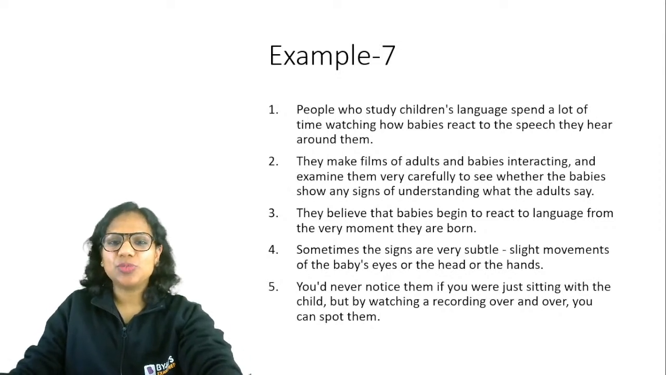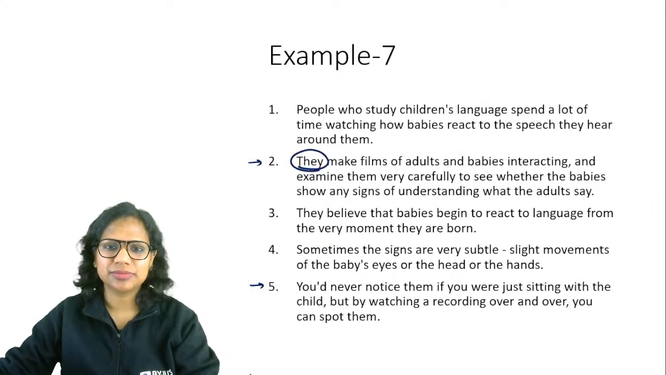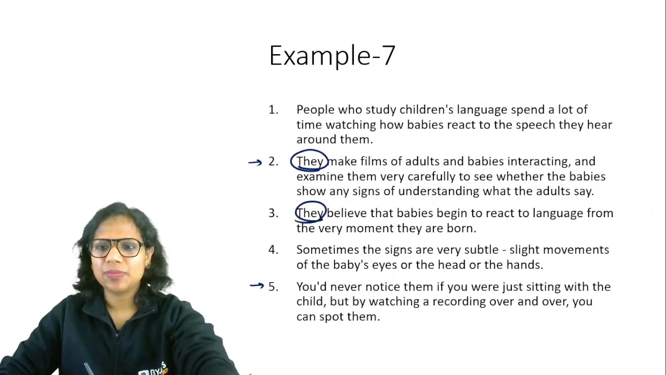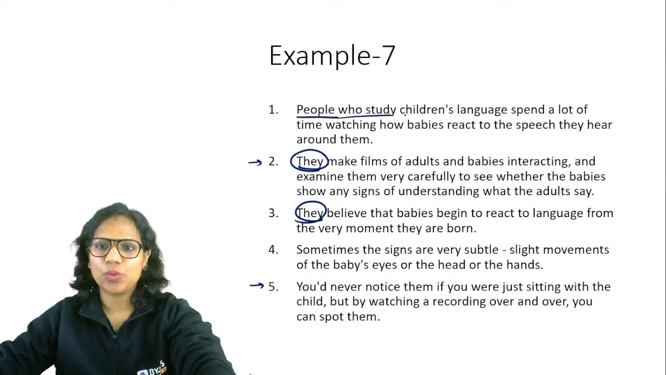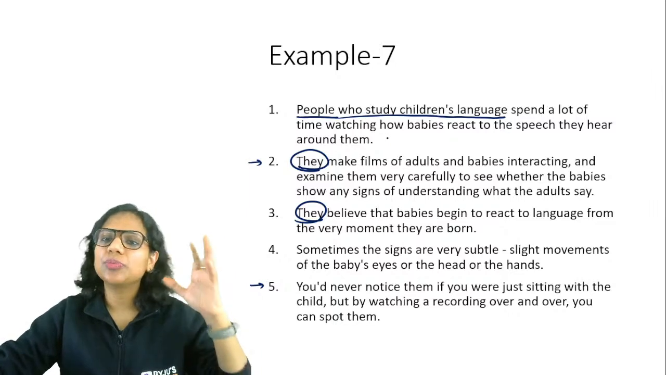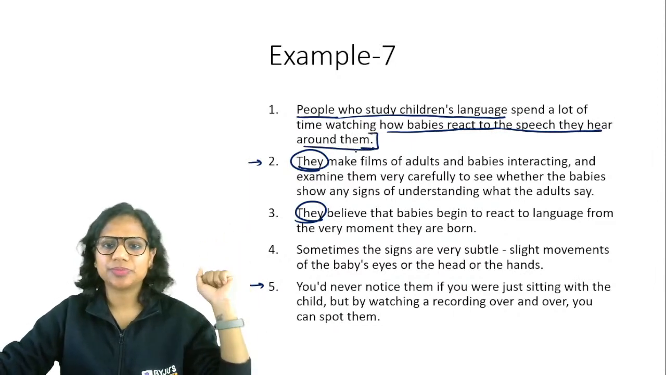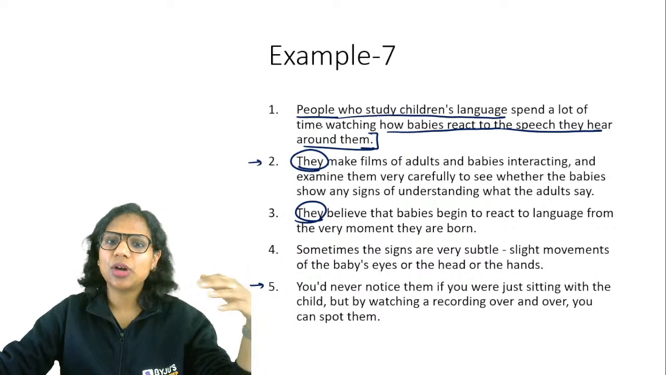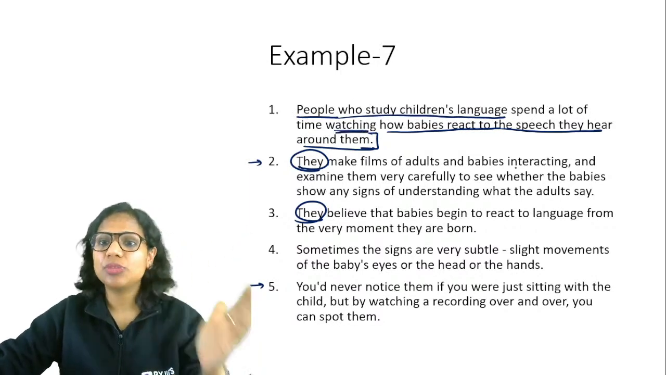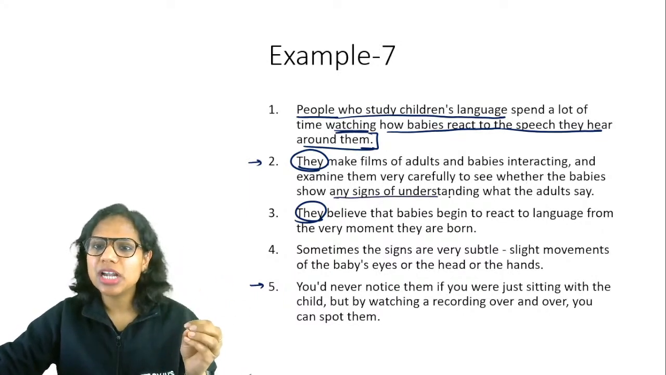Okay, so 2 and 5, they are emerging as the choices. Right. First of all, who are these they? These they are people who study children's language. So happy that nobody has said 1, right? So people who study children's language spend a lot of time watching how babies react to the speech they hear around them. So what is their purpose? They want to understand how babies react to the speech that they hear around them, right? So how do they study this? Okay, how do they watch this? They make films of adults and babies interacting and examine them very carefully to see whether the babies show any signs of understanding what the adults say.